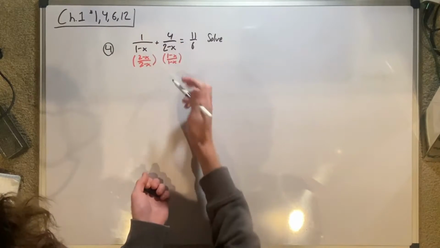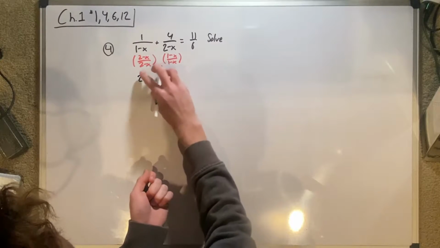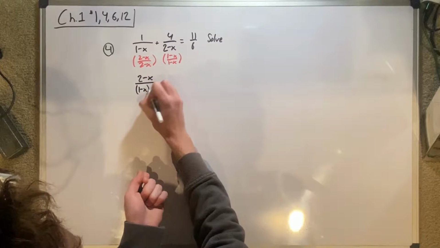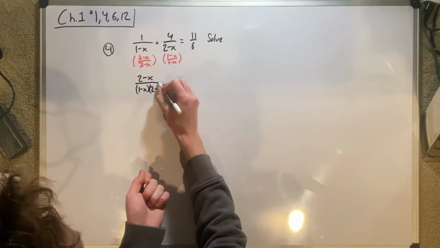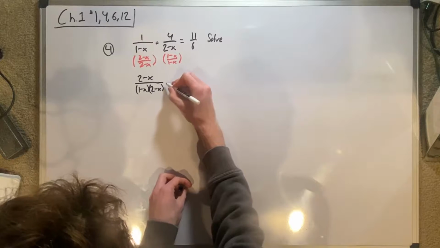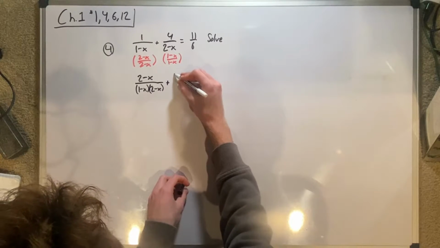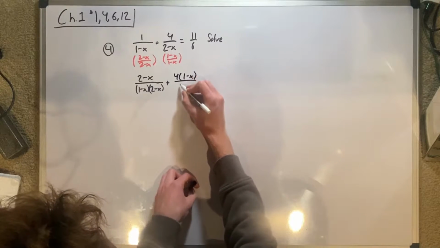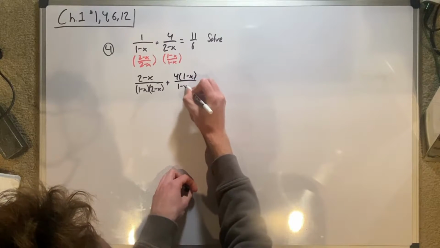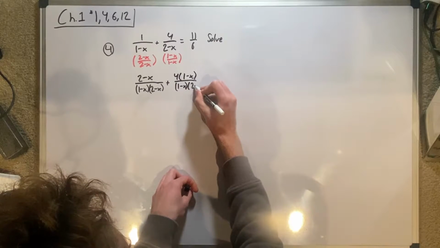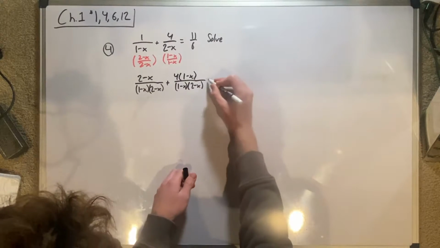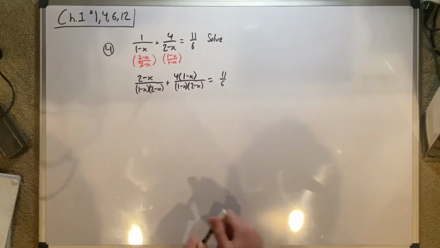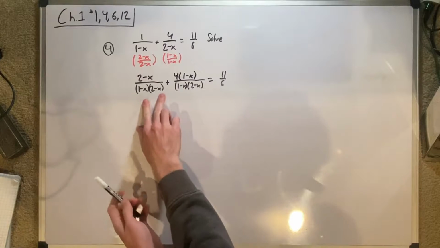So 1 times 2 minus x is 2 minus x over 1 minus x, 2 minus x. I'm not going to distribute that just yet because I may not need to. Plus 4 times 1 minus x over 1 minus x, 2 minus x. All right? Is all equal to 11 over 6. And then now we can combine all these together and also simplify this down.